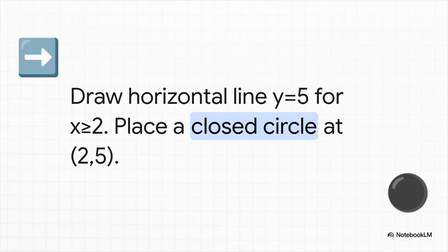Now we graph the second piece. We need to draw the line y equals 5 for x greater than or equal to 2. This is just a flat, horizontal line. We start it exactly at x equals 2 and extend it out to the right forever. Now look closely at the restriction again, greater than or equal to 2. Since 2 is included in this interval, we place a solid, closed circle right there at the coordinate 2, 5.